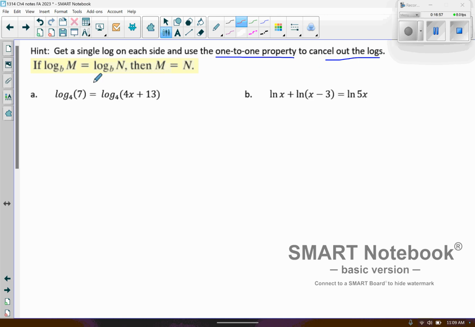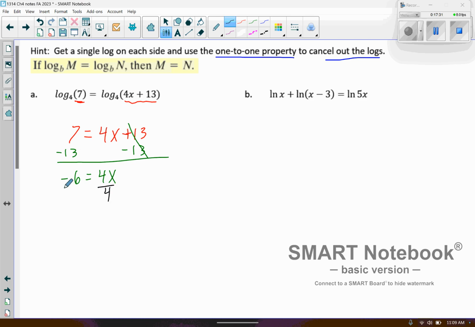So what we're going to do here is, example A is ready to go. I'm just focused on getting those two parts to equal each other. Because I have log base 4 on both sides, I can just go ahead and remove them, and I'm left with 7 equals 4x plus 13, and then we just have to solve this. And then obviously check to make sure it's within my domain. So I'm going to subtract 13 from both sides. So I'm going to get, what is that going to be? Negative 6 equals 4x. And then we'll divide by 4 on both sides. And so this reduces to negative 3 over 2 equals x.